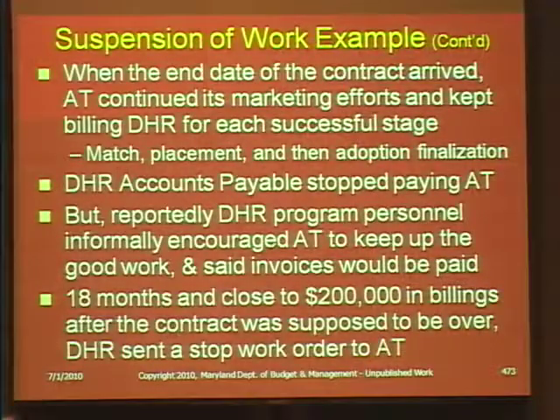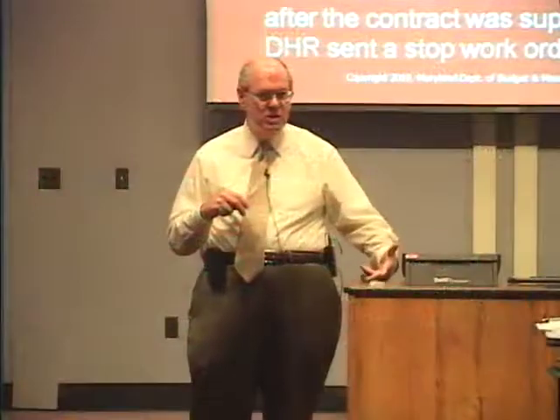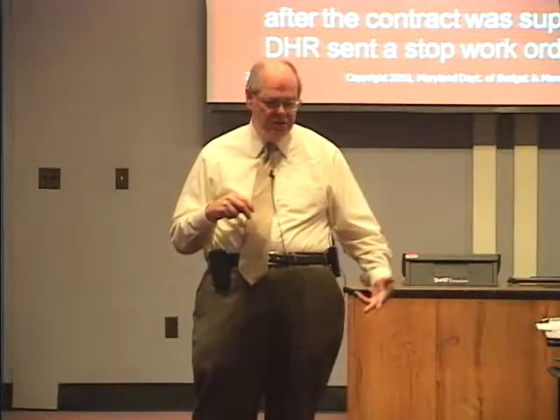When the end date of the contract arrived, now you're getting this. So you have a not-to-exceed amount. Then you have when the contract is supposed to end. It actually says it ends on like March 31st or something like that. So the end date of the contract arrives, and Adoptions Together continues its marketing efforts and kept billing DHR for each successive stage. DHR accounts payable stopped AT. Now, the contract is over. No matter how you look at it, the contract is over, but bills keep coming in.